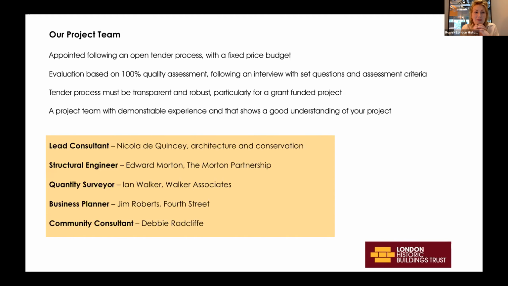So our team was led by Nicola, who's joining us today. Ed Morton at the Morton Partnership was our structural engineer. Ian Walker of Walker Associates was our QS, a quantity surveyor. Jim Roberts at Fourth Street was our business planner, and Debbie Radcliffe was our community consultant.